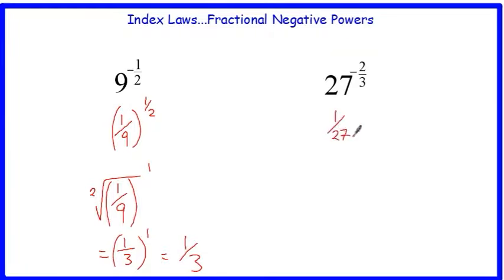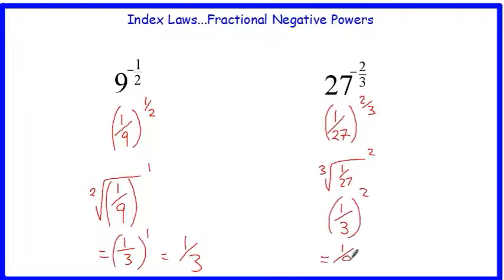Get rid of the minus. Cube root comes down. Squared goes there. Cube root of 1 is 1. Cube root of 27 is 3. And then I'm going to square that. Square the top, square the bottom, and you've got your numbers.